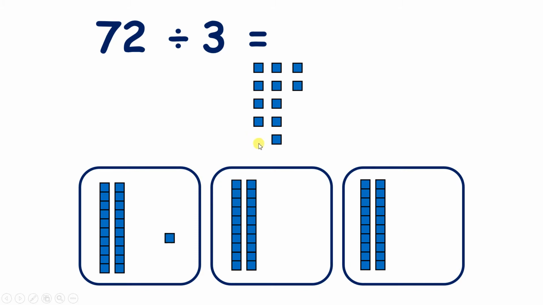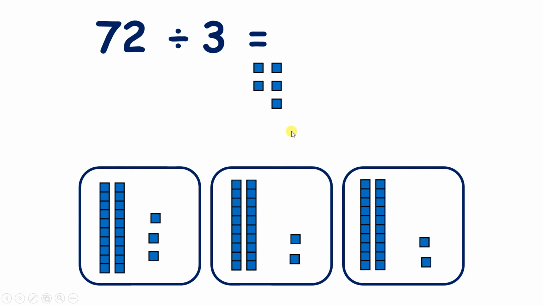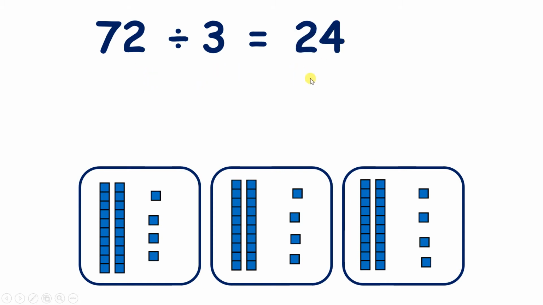So now we can share out 12 units between 3 groups. And that gives us 4 units in each group. So 72 divided by 3 equals 24, because we now have 2 tens and 4 units in each group.